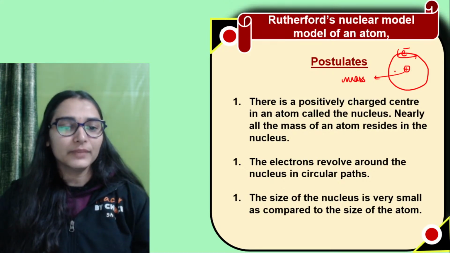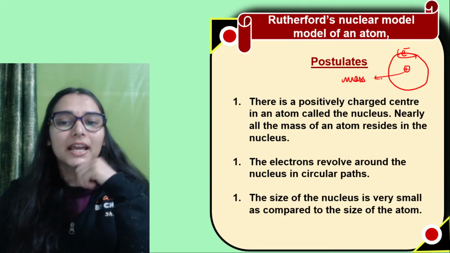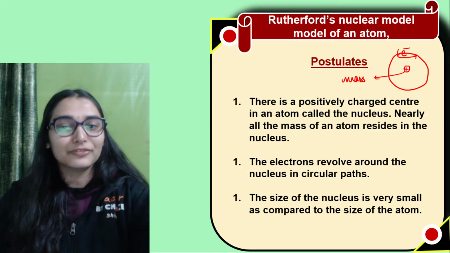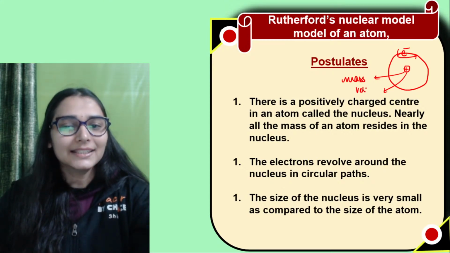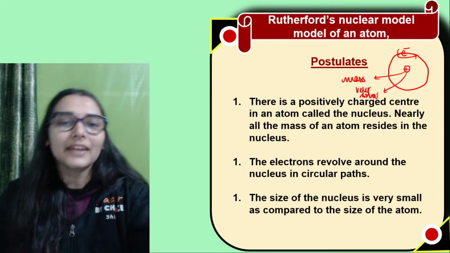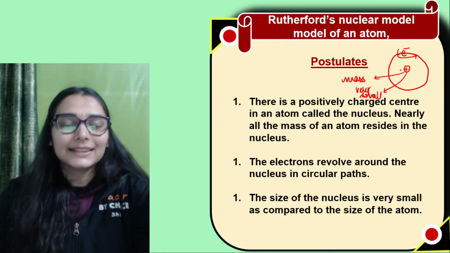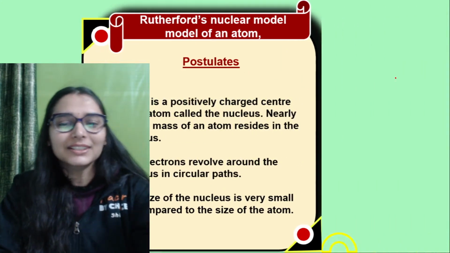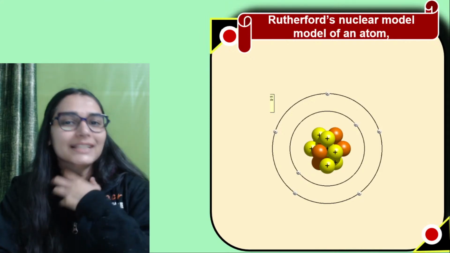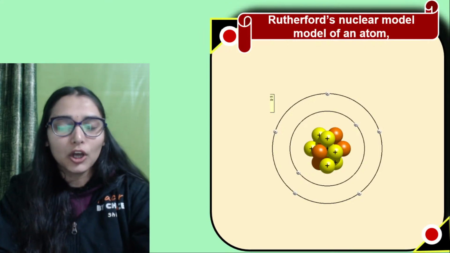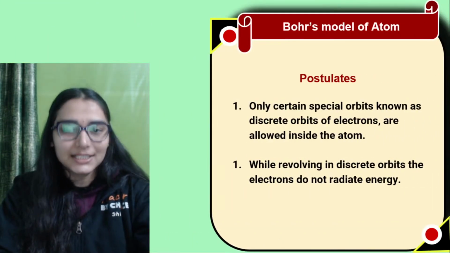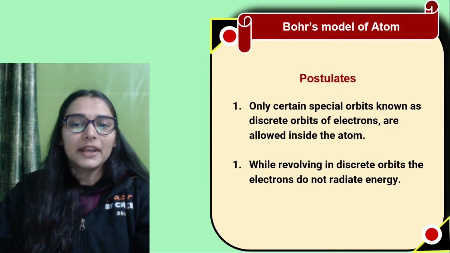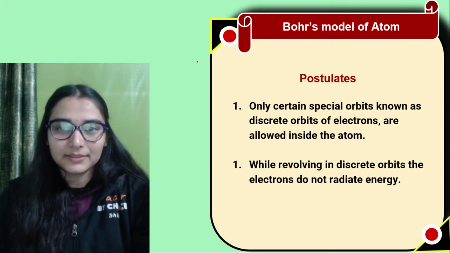ठीक है. Apart from that, the third point was this कि the size of nucleus is very small as compared to the size of entire atom. कितना small? 10 raised to power 5 times smaller. So these were some of the postulates he added in his nuclear model also. That is what can be asked in exam. You can give it. Now what were the limitations?